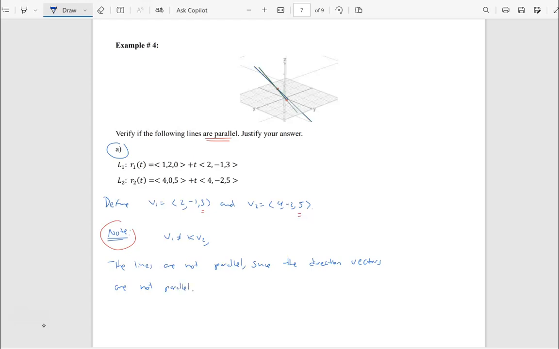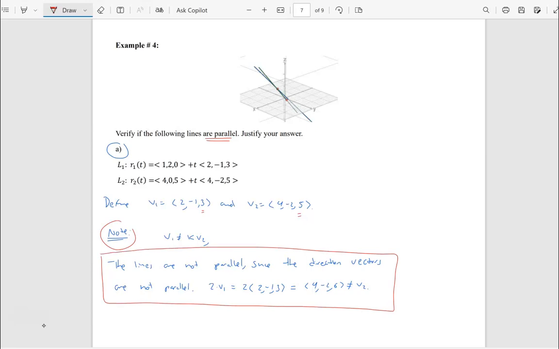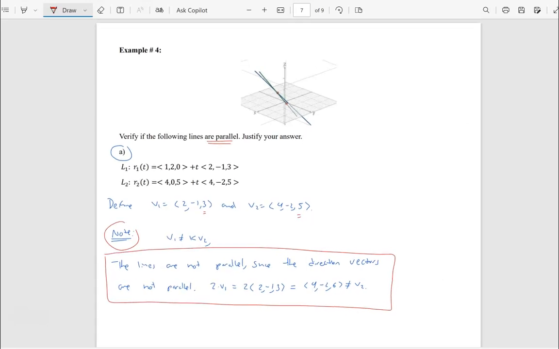And then if they want more explanation, you can simply say that, well, 2 times v1, this is equal to 2 times the vector 2, negative 1, and 3, which is equal to the vector 4, negative 2, and 6, which is not equal to the vector v2. Remember that your vectors are parallel if they're constant multiples of each other. And in this case, this one's easy to spot because your first two match and the last one doesn't match. And just to be super clear, referring to the third component.